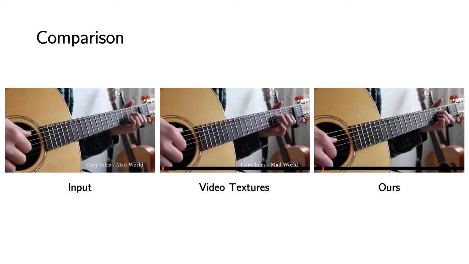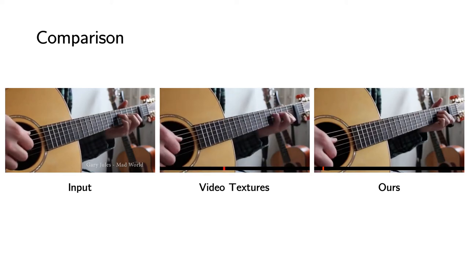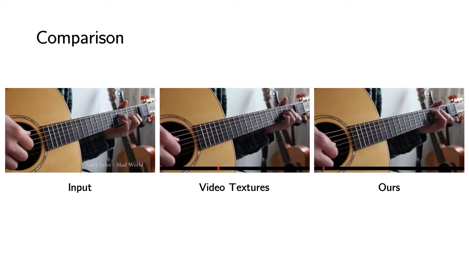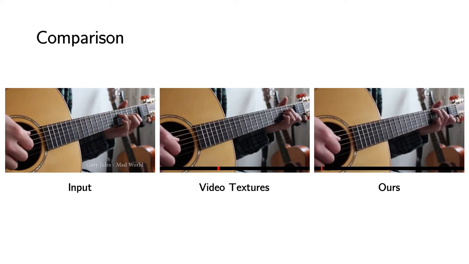Here is another example. Classic video textures completely fails to find good transitions. On the other hand, our method synthesizes a realistic video with smooth transitions.